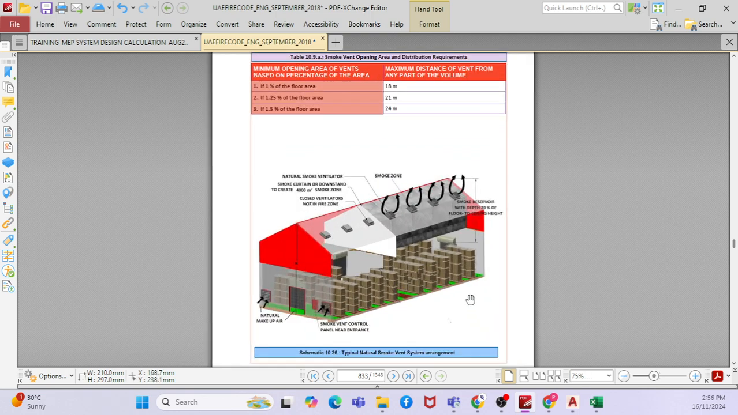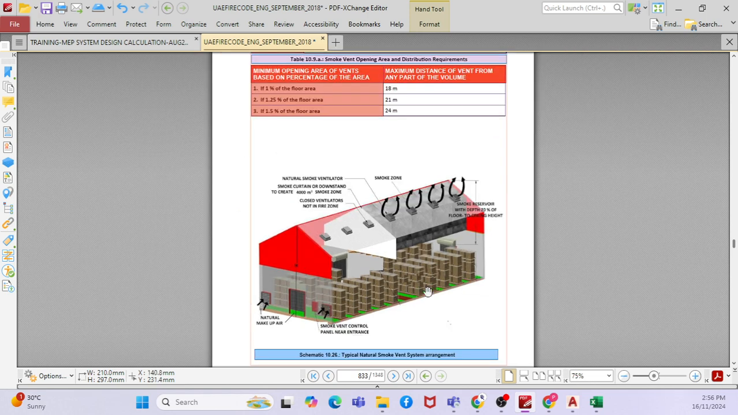So for example, you have a warehouse here. Based on what type of material you are going to store inside the warehouse, you are going to provide natural makeup air and smoke ventilation. When we talk about natural ventilation, it doesn't mean any fans. You don't require any fans.